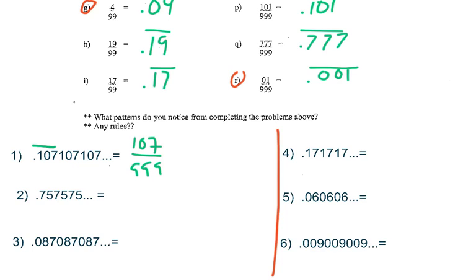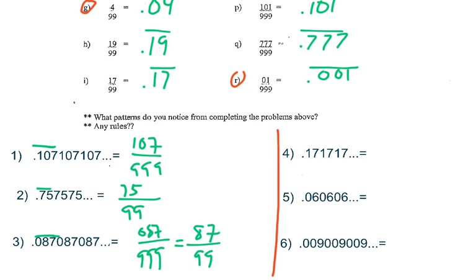Take a look at number 2. Here I have 0.75 repeating. So how many numbers repeat? That's 2. So I know my fraction is going to be over 99 because that's 2 numbers repeating. And my numerator will just be whatever repeats, which is 75. And finally, number 3, how many numbers are repeating? There are 3 numbers repeating, so therefore I need 999 in my denominator. And then please put whatever number repeats, 087. Now we wouldn't normally write a fraction like that, so we'd write 87 over 99. So go ahead and do 4, 5, and 6 on your own. Go ahead and hit pause.